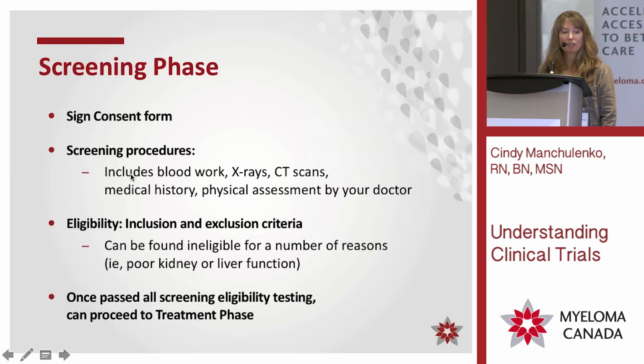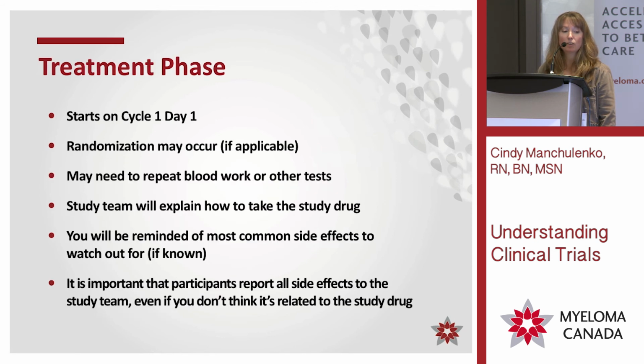So just quickly, I'll go through the phases while you're on a clinical trial. So first you have to sign a consent form, then there's all these screening procedures that you have to do. We determine if you're eligible or not based on the protocol. There's always inclusion, exclusion criteria. And then once you've passed all of those eligibility screenings, then we can proceed to the treatment phase. So there may or may not be a randomization if you make it to the treatment phase, but we would start on cycle 1, day 1.